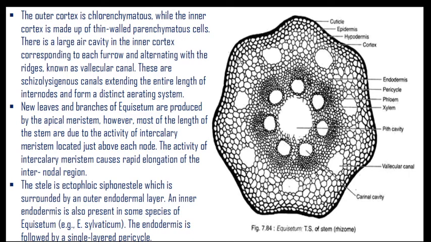This is the outer cortex, which is made up of thick-walled cells, that is sclerenchymatous cells, while the inner cortex is made up of thin-walled parenchymatous cells. So these are the thin-walled parenchymatous cells. There is a large air cavity in the inner cortex, corresponding to each furrow and alternating with the ridges, known as the vallecular canal.